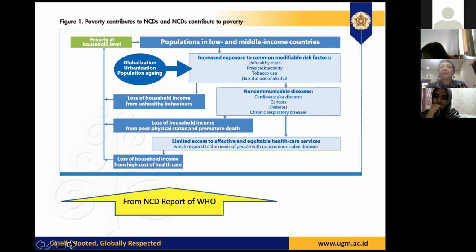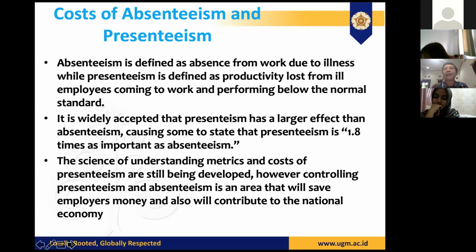So jangan lengah meskipun Anda muda ya, karena kalau tetap tidak sehat hidupnya, you can suffer from NCD. And this is also a concern of the world, because of the NCD, the cost of absenteeism and presenteeism. Absenteeism is you do not go to work, do not go to study. Tapi kalau presenteeism itu you are going to the office, but you cannot work productively.